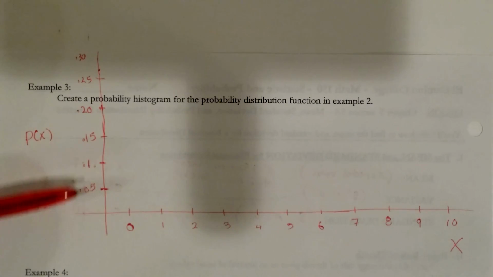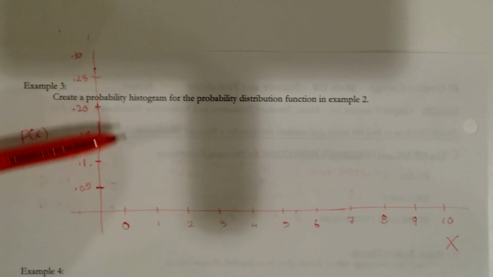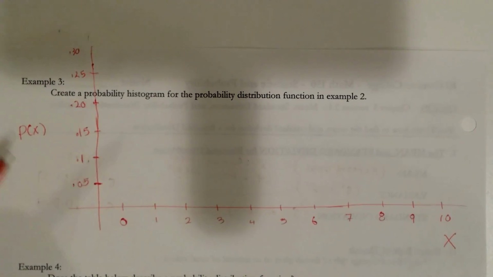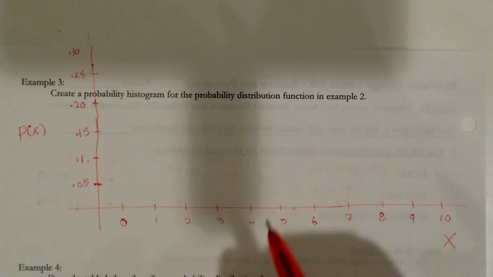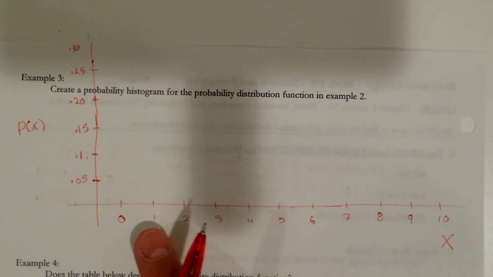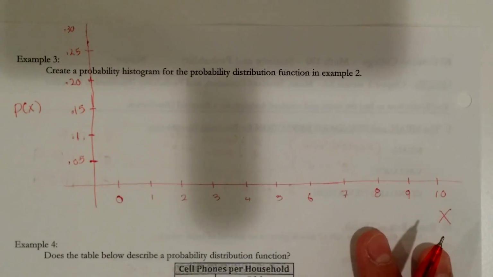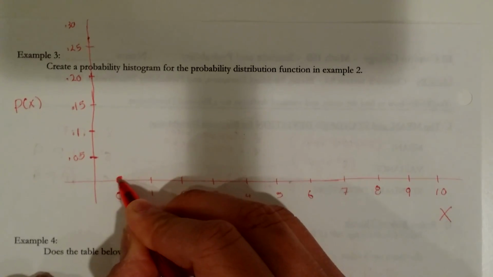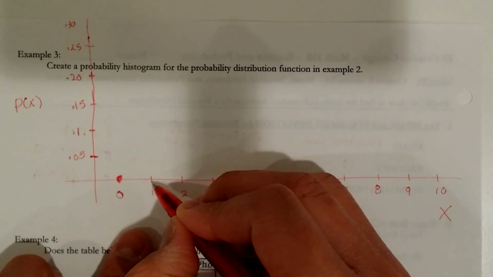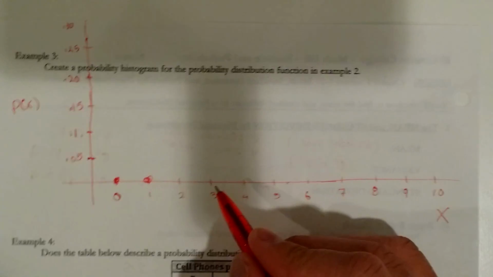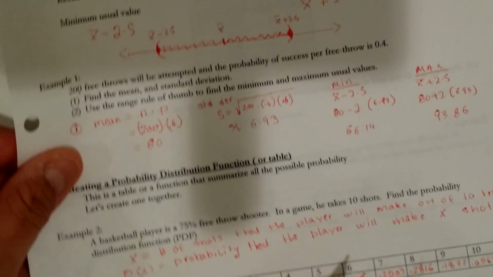The vertical bar will represent the probability of making any of these 10 shots, which we already summarized in the table on the previous page. So we're just going to plot the value and then draw a bar to represent their height. If you look at the previous table, the probability of making 0 shots is 0, so the dot's going to be there. The probability of making 1 shot is also 0, so there's no height. The probability of making 2 shots is also 0.